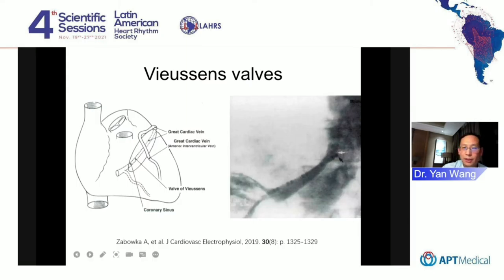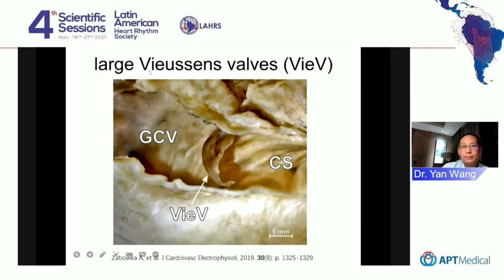But if you want to advance further, you still have many difficulties, because there is a venous valve here, usually near the great cardiac vein, like this. Sometimes there is also a very large vein as well. So in this case, you cannot advance the catheter very smoothly.